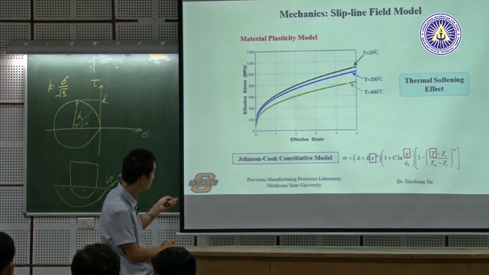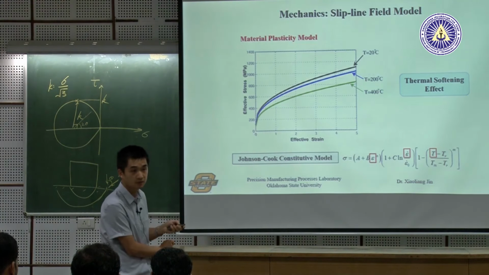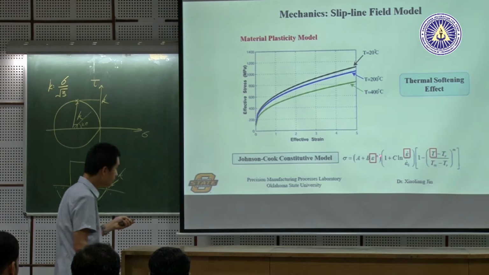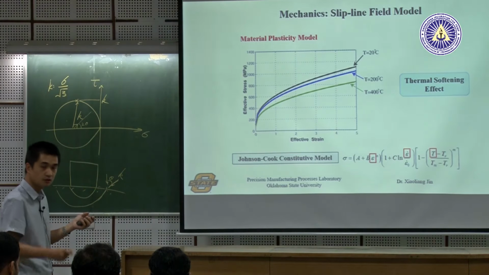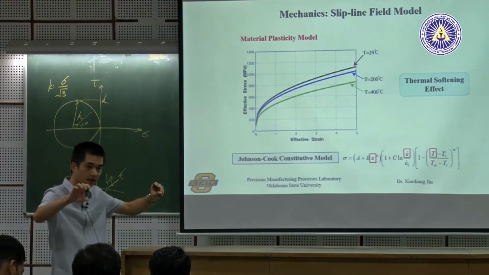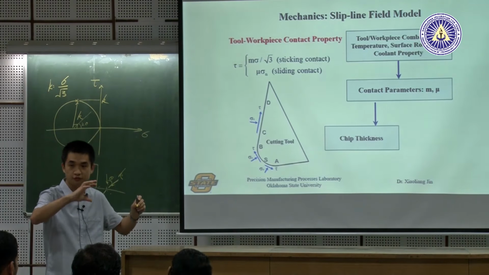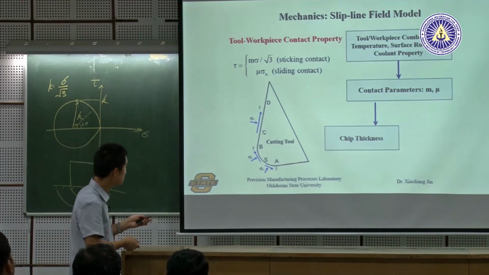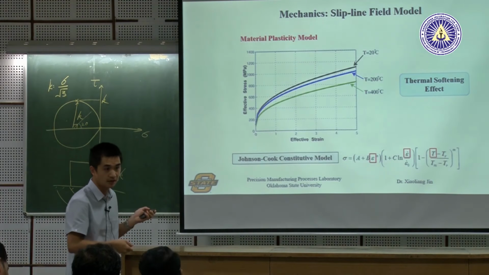So when the temperature goes higher, the stress becomes lower, which is the thermal softening effect. Normally people use the so-called split Hopkinson pressure bar. The material is placed in a bar and given an impact at different temperatures, and then we calibrate the relationship between the stress and strain.